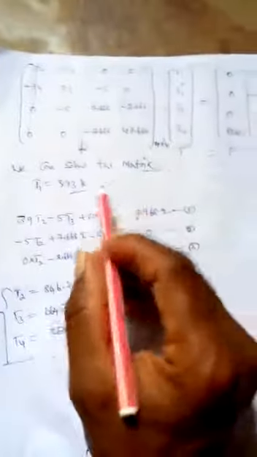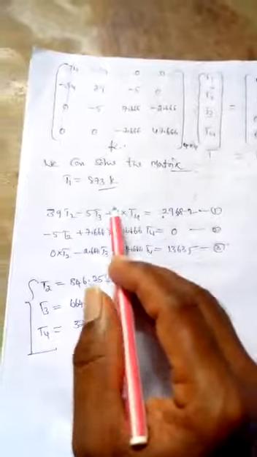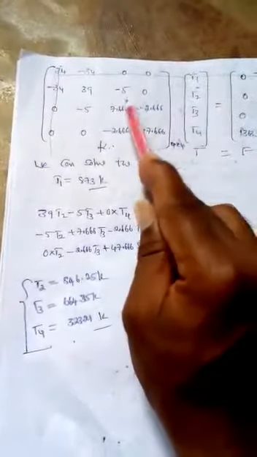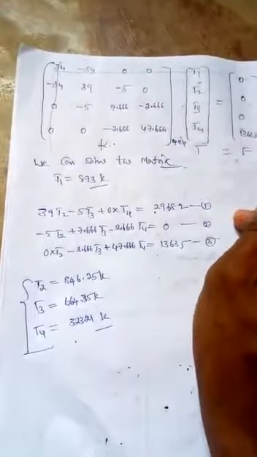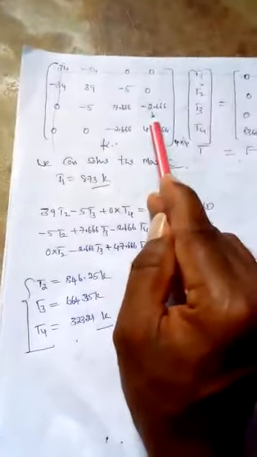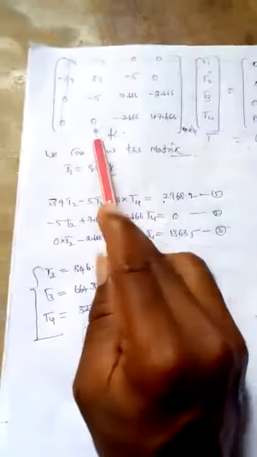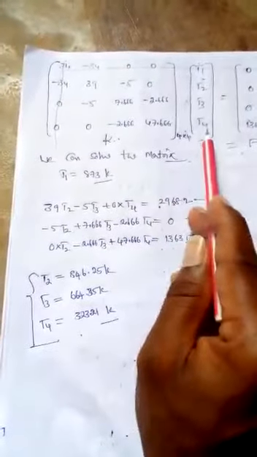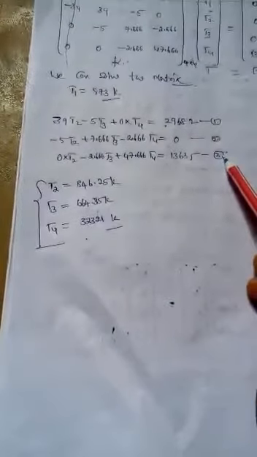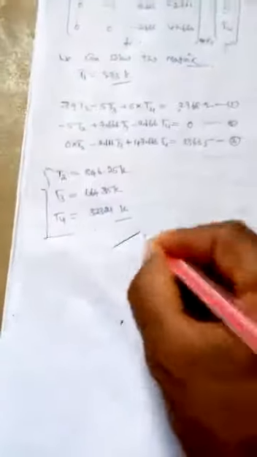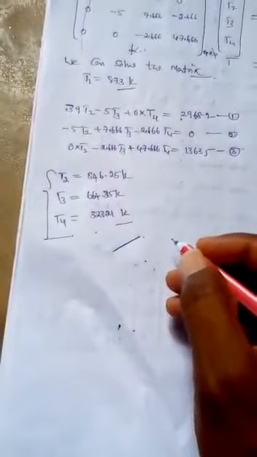We can find the matrix: 39 into T2 minus 5 into T3, 0 into T4 equal to 29682. Next minus 5 into T2, 7.66 into T3 minus 2.66 into T4 equal to 0. Next 0 into T2 minus 2.66 into T3, 47.66 into T4 equal to 13635. These are the three equations. So the three equations are solved in Casio to find the T2, T3, T4 values. Finally, we find the temperature values at the nodes.